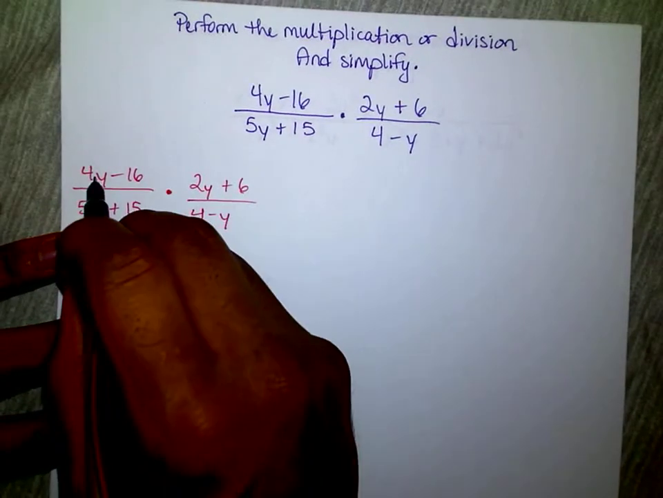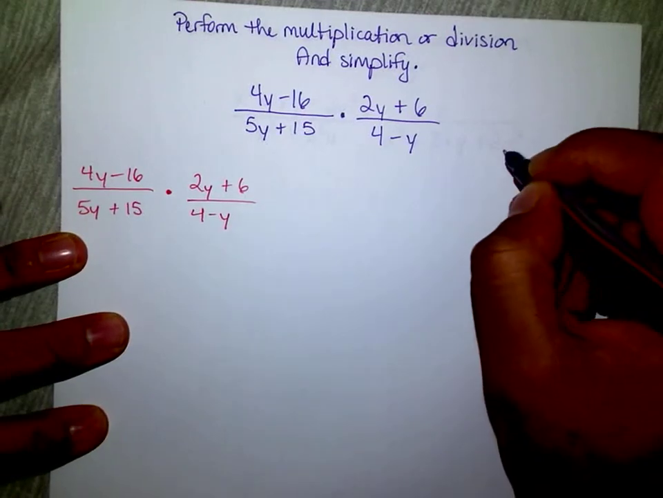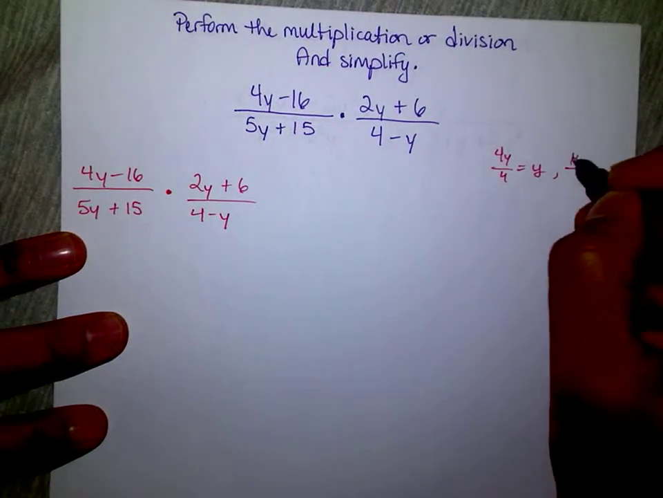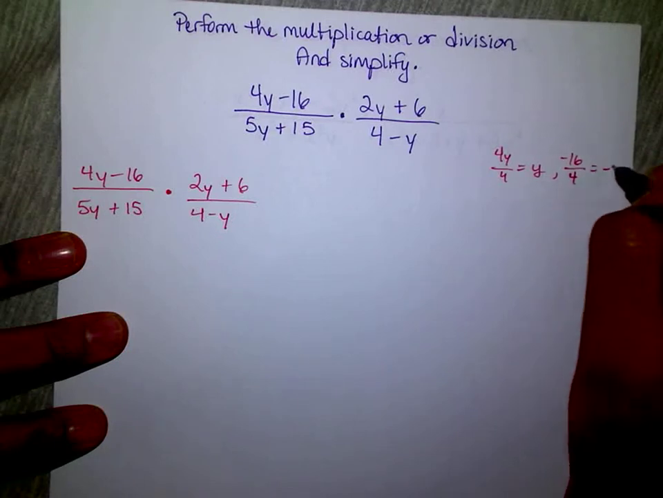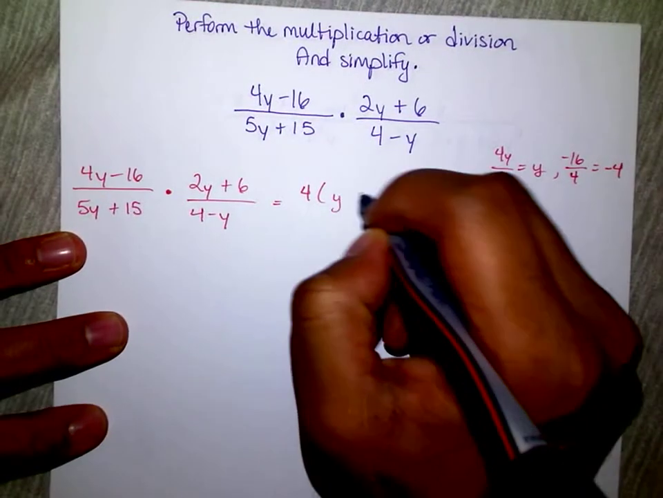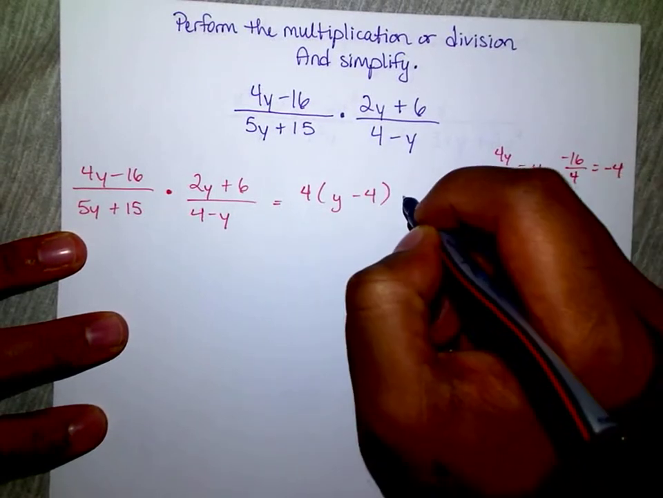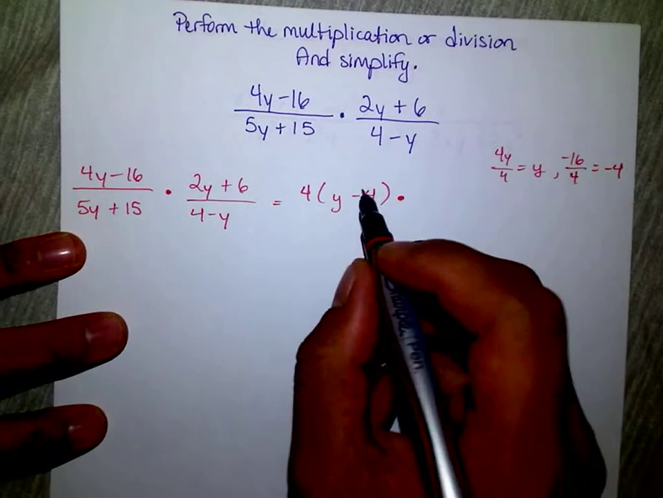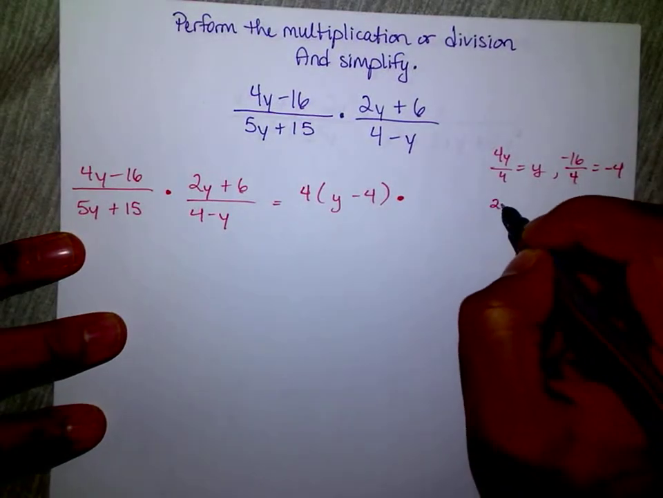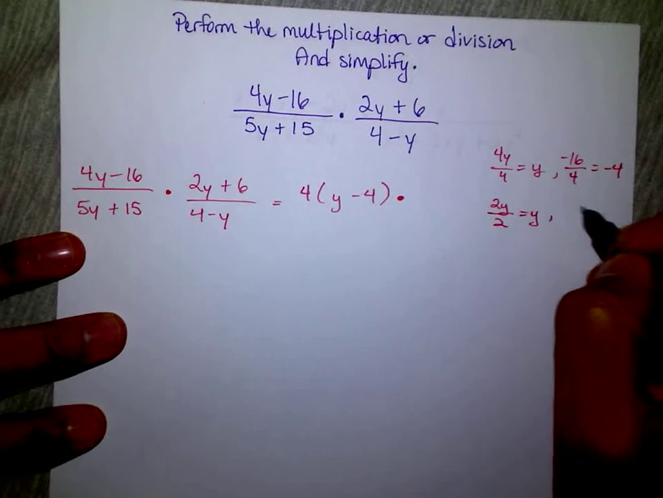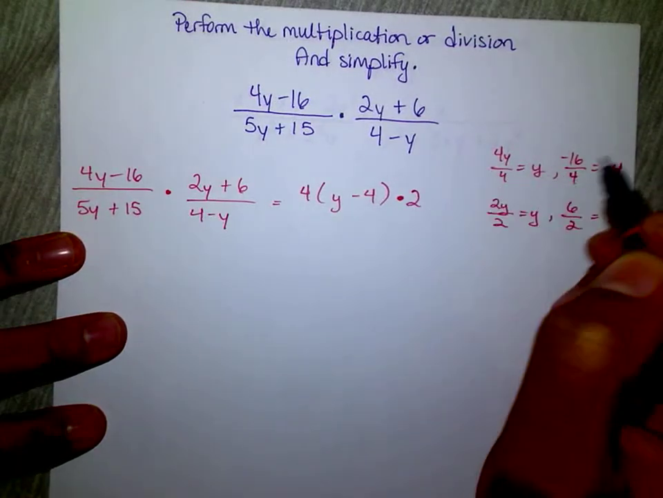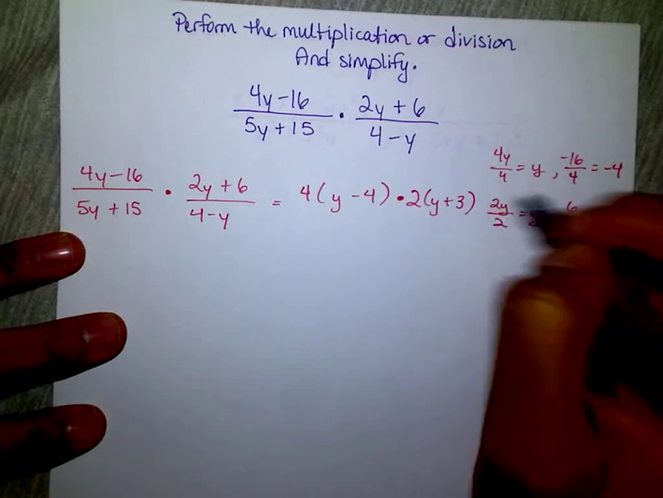Alright, first I want to factor a 4 out of these two. That's the greatest common factor. So 4y divided by 4 is equal to y. -16 divided by 4 is equal to -4. So if I factor out a 4, I'm going to have y and a -4 times, now here I can factor out a 2. So 2y divided by 2 is just equal to y. And then positive 6 divided by 2 is equal to positive 3. So that's going to be 2 and then y plus 3.